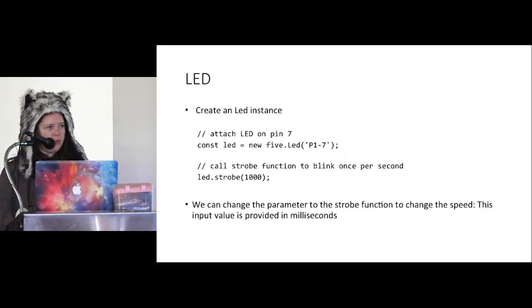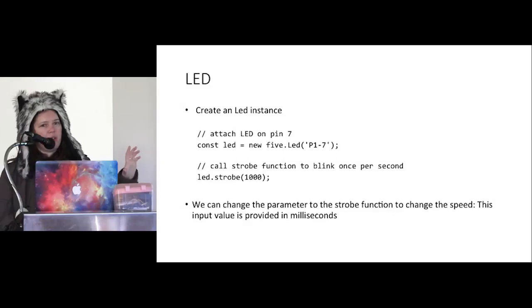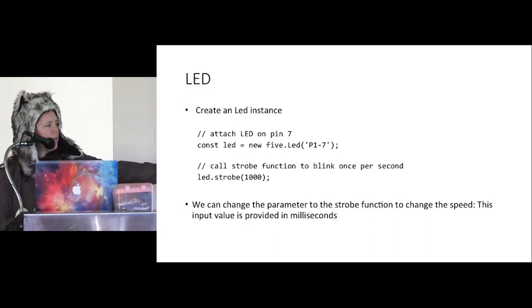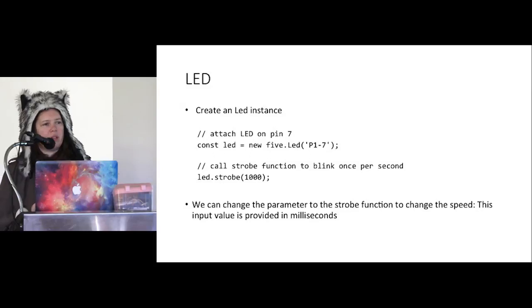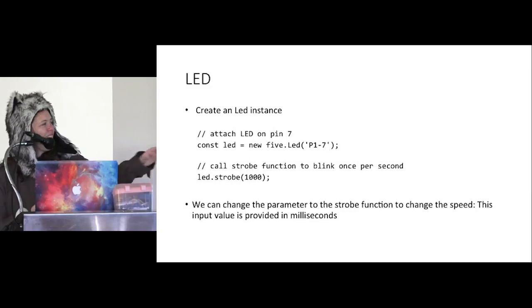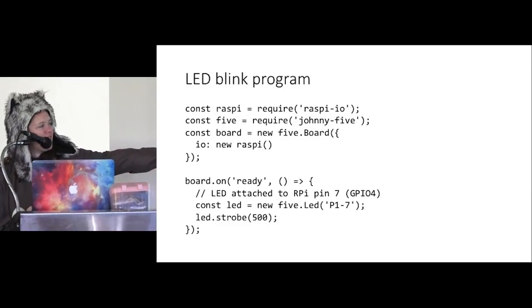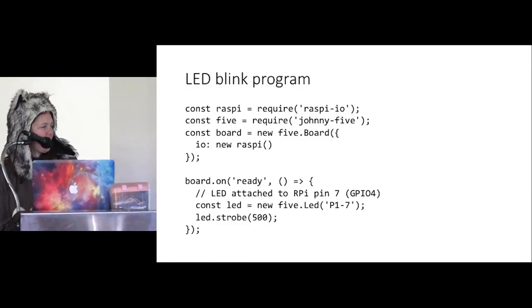So for an example, if we were working with this LED that we've just plugged in, inside that onReady event, we'd have something like this. We'd have a variable LED, which is a new LED object, and we give it the pin number that LED is on. So if I'm using GPIO 4, that's pin number 7 on pin header number 1 on the Raspberry Pi. Hope you're following. So that would be LED P1-7.